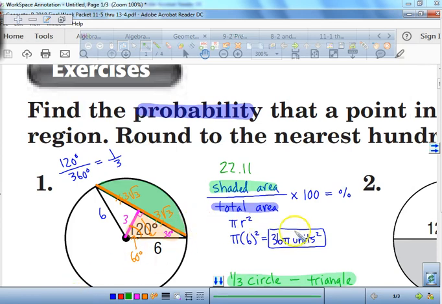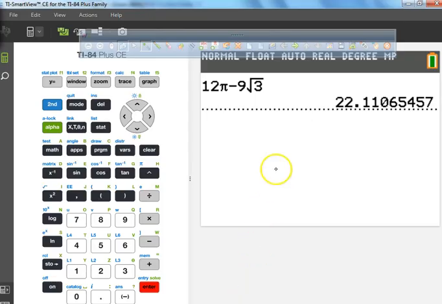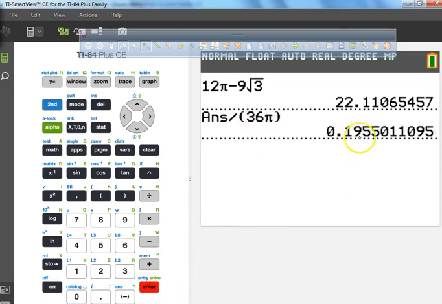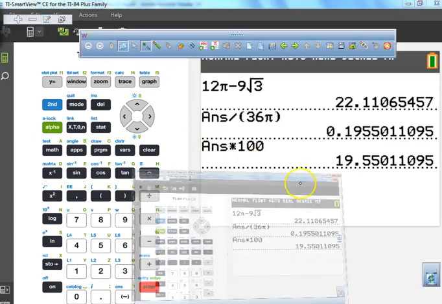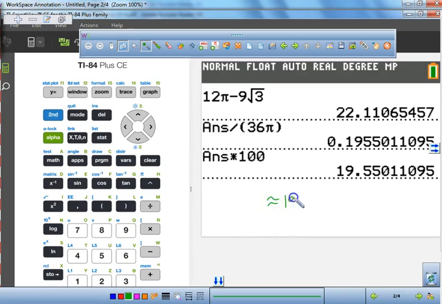But what's the total area? 36 pi, right? So what are we going to do? We're going to take that, and we're going to divide this answer by what? 36 pi. Now, when you do this, it's pretty important that you put this in parentheses, okay? We're dividing it by 36 pi. And what do you get? 0.1955. You take that, you multiply it by 100 to get your percentage, which is 19.55%. So that's your approximate probability of hitting the shaded region.